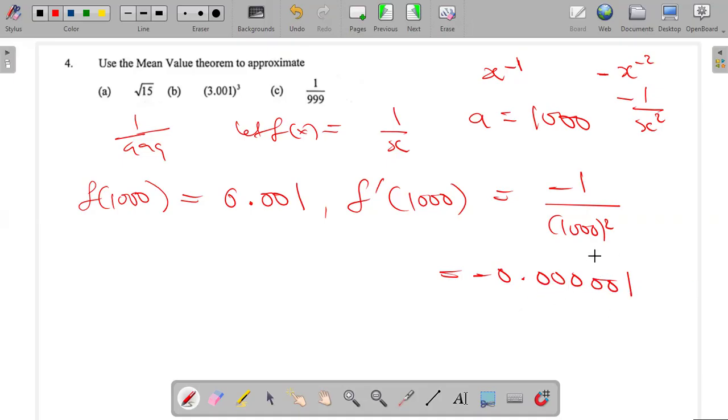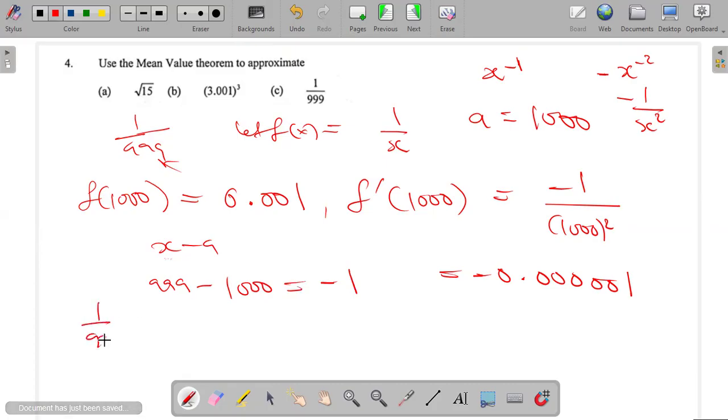Okay, so after getting this, you have your f prime evaluated at 1000. Find that change, that is x minus a. So our x in this case is 999, then minus the 1000. This gives you -1. Then you can replace everything now.